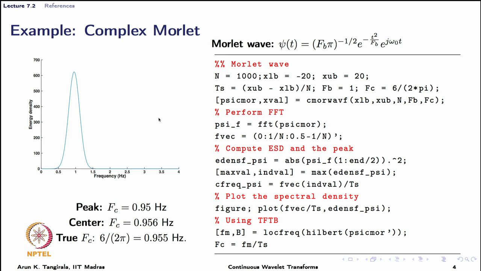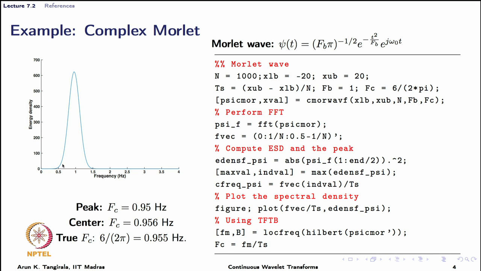What I am showing you here is for the choice of Fb equals 1 and Fc equals 6 by 2 pi, which means omega naught is 6, the energy spectral density obtained by implementing the MATLAB code that I show on the right. We will go through the MATLAB code, but let us quickly discuss the energy spectral density and the center frequency calculation.